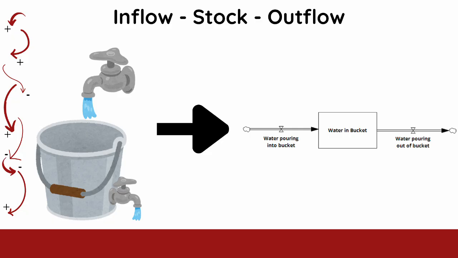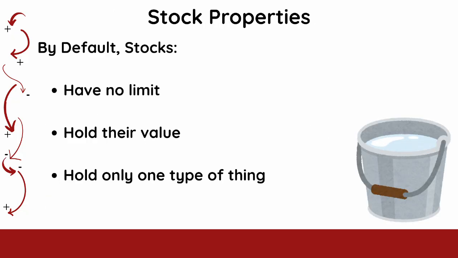So let's go over some properties of stocks and flows. Stocks by default have no limit. Your bucket is infinitely big. They also hold their value. Your bucket doesn't leak. And lastly, they only hold one type of thing. Your bucket can only hold water or oil, not both at the same time. This last point is why units matter so much when modeling. We want to make sure that we don't accidentally convert water into oil in any part of our model.